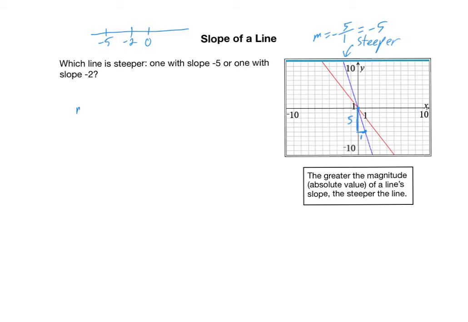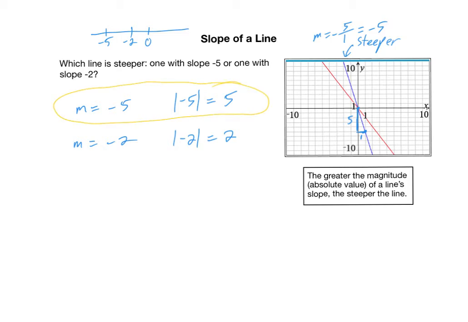So if you've got a line with slope -5 and a line with slope -2, you don't have to draw the lines like we did over here. Instead, if we just look at the magnitudes or the absolute values of those two, whichever number is larger is going to have the steeper slope. So the absolute value of -5 is 5 because it's 5 away from 0. And the absolute value of -2 is 2 because it's 2 away from 0. Now from here, we can tell which one is greater. And of course, 5 is greater than 2. So that means the line with slope -5 is steeper than the line with slope -2.